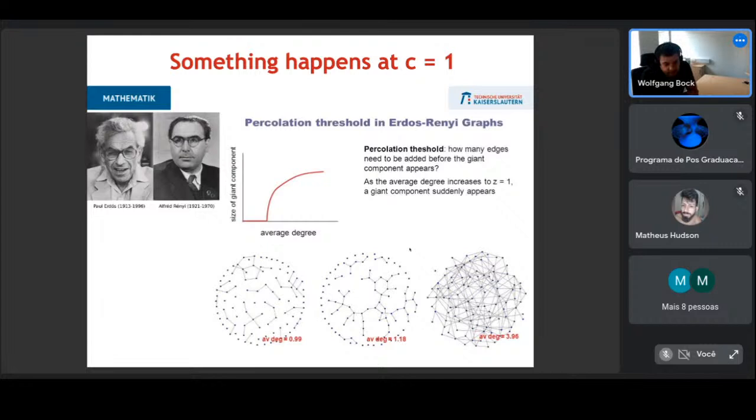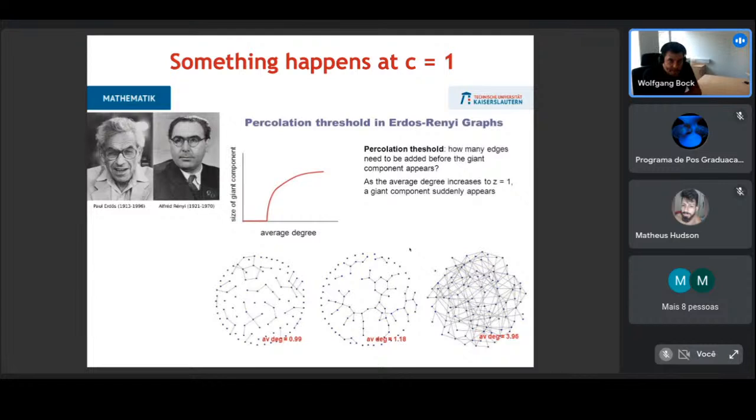So how can we interpret this from the disease point of view? Let's assume that every edge is an infectious contact. Then the appearance of a giant component actually means that your disease is starting to get endemic. Suddenly you have a lot of connected points, which means a lot of points infected, and this is maybe something you cannot control anymore. So we call this C equal to 1.